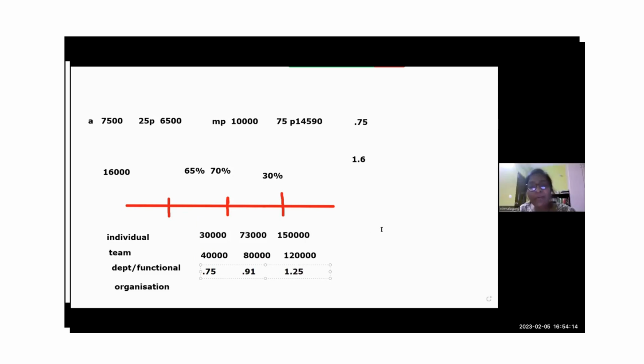Now, what will be the average Compa-ratio of these 3 people? What will I do? 0.75 plus 0.91 plus 1.25 divided by 3. How much? This will be what actually? Average.